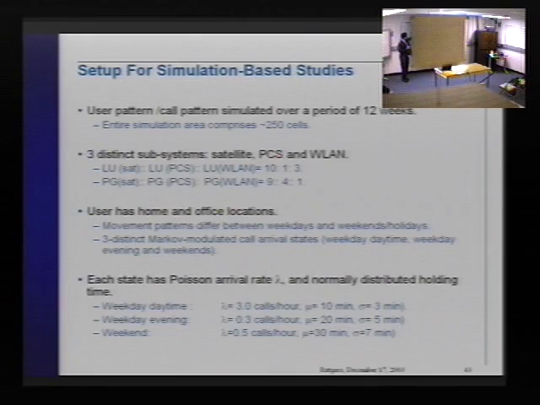So quickly, we did some simulation studies with 3 distinct subsystems, with location update and paging costs. For paging, the satellite has the highest cost and PCS has the next highest. Whereas for update, because the update power of PCS is lower than the update power of a wireless LAN card, we reversed it, and so on.